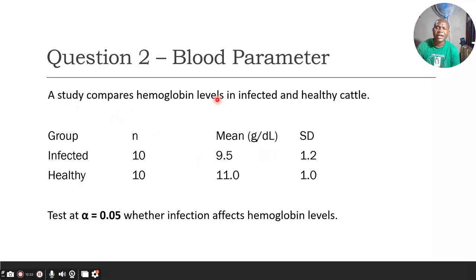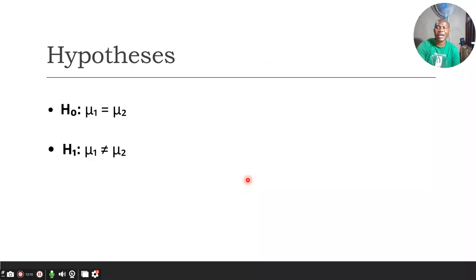Good. Now let's look at another example for further clarity. So we have here a question on blood parameter. The data set is on the screen. A study compares hemoglobin level in infected and healthy cattle. The infected we have, the healthy we have it here, and these are their mean hemoglobin level. Now the question wants us to test at an alpha level of 0.05 whether infection affects hemoglobin level. In other words, we want to know if there's a significant difference in these two means that we are seeing here. Good. So let's look at the first step.